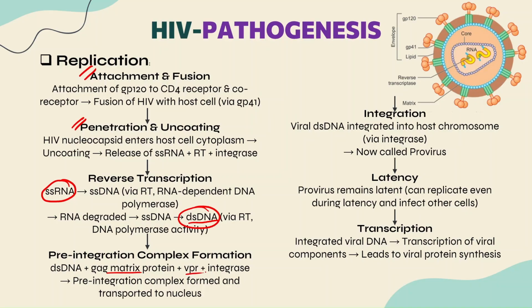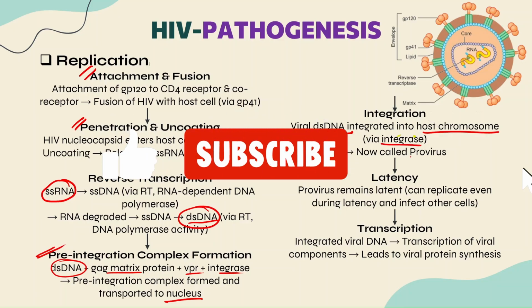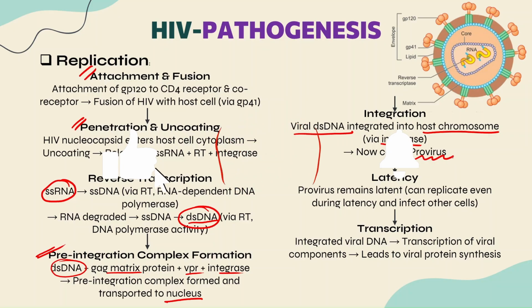GAG matrix protein, the accessory VPR protein, and the viral integrase enzyme. So these all structures along with the viral DNA is what is referred to as the pre-integration complex. Okay? And this pre-integration complex is then transported to the nucleus. After entering into the nucleus, viral DNA and host chromosome के अंदर integration होगा. पूरा process होता है via the enzyme integrase, and now the structure after integration is called as the provirus.